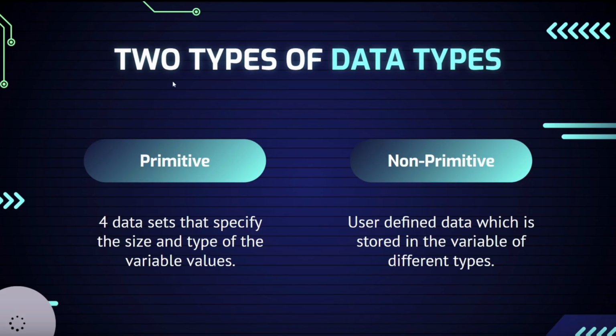So in Python, there are two types of data types, and this holds true for most programming languages as well. Primitive and non-primitive. Primitive data types in Python are the four data sets that specify the size and type of the variable values, and some examples of those are int or float. And non-primitive data types in Python are user-defined data, which is stored in the variable of different types. And examples of those can be arrays or lists.